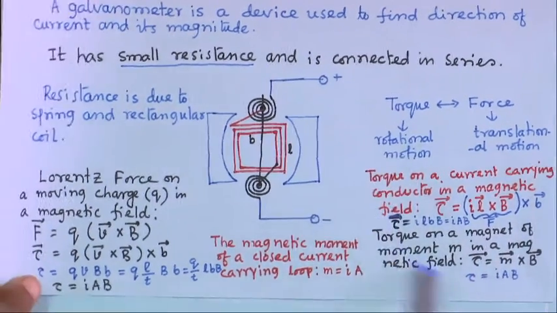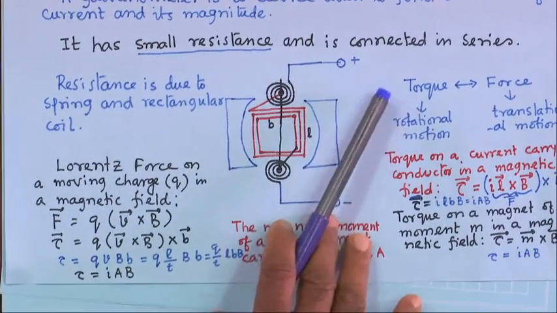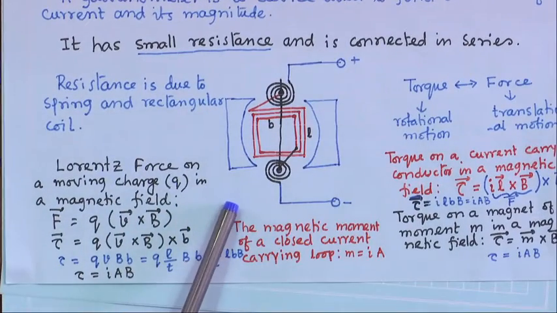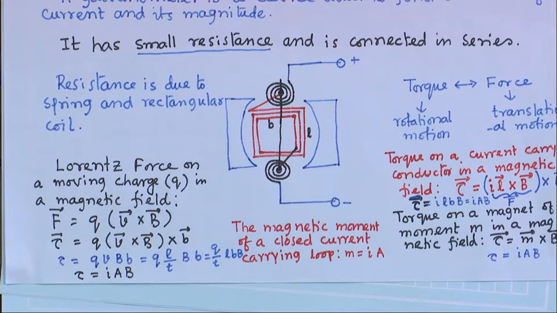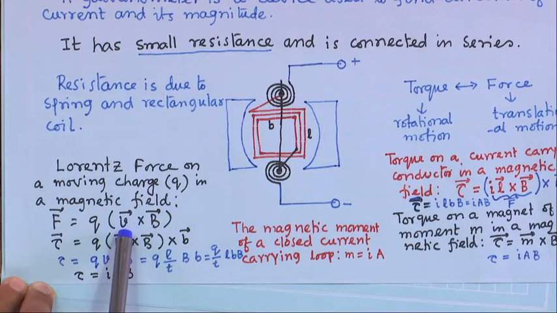The basis of both these formulas is basically the Lorentz force. You know the Lorentz force. What is the Lorentz force? When a charged particle moves in a magnetic field, a force acts on this moving charge, and that force is Q V cross B. V is the velocity, B is the magnetic field and Q is the charge.